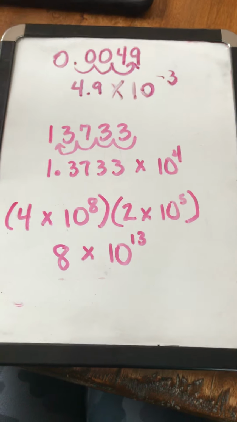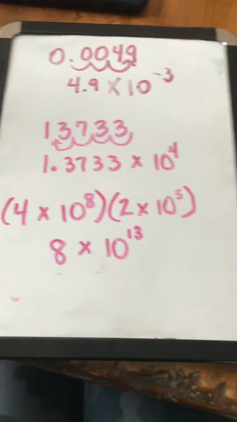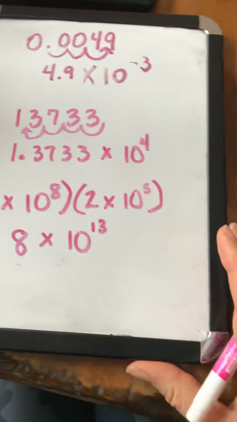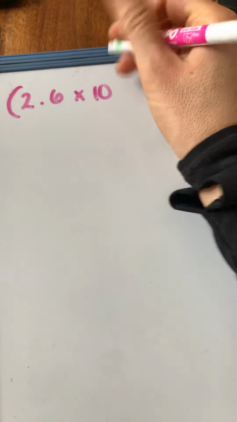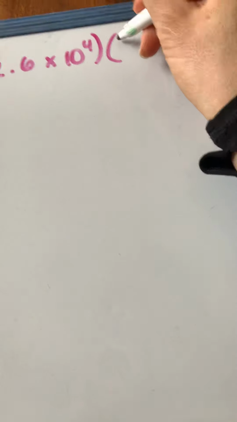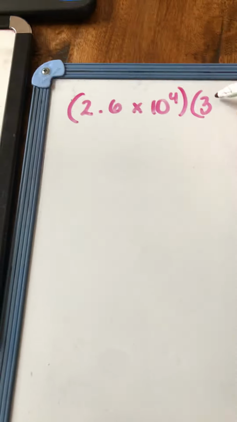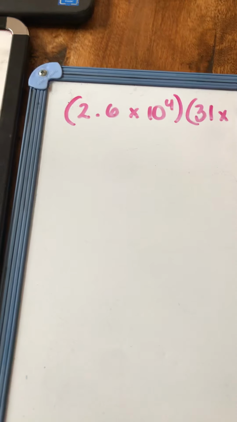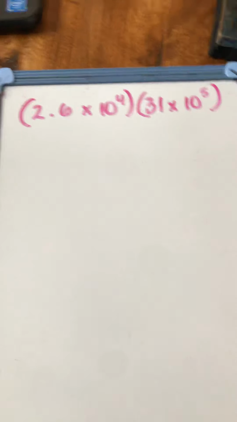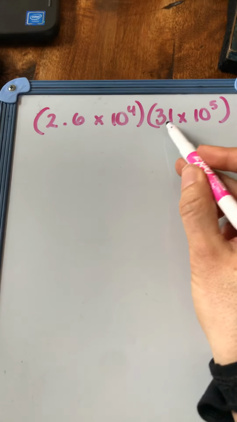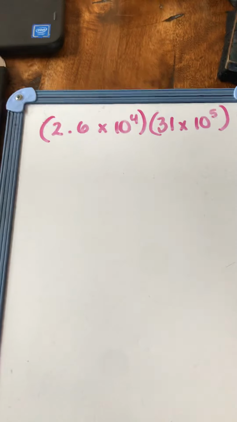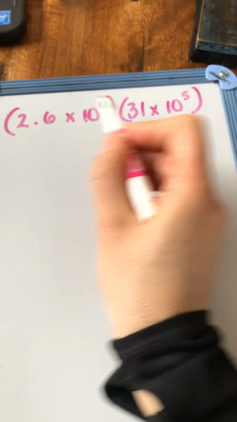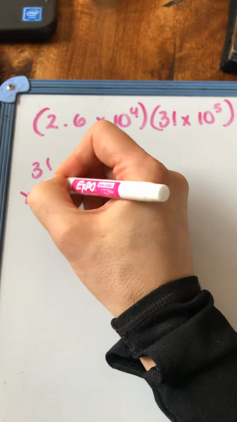But what happens if we multiply or divide a problem and our final answer isn't in scientific notation? So let's take a look at, let's say I have 2.6 times 10 to the 4th times 31 times 10 to the 5th. Yes, I know this is not in scientific notation, but we're just going to multiply this problem and have our final answer be written in scientific notation. So we're going to multiply 2.6 and 31. I got to multiply it out over here to see.